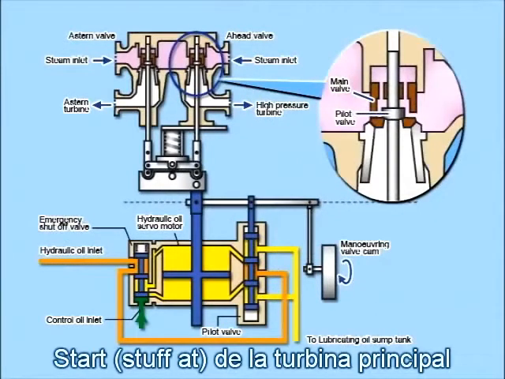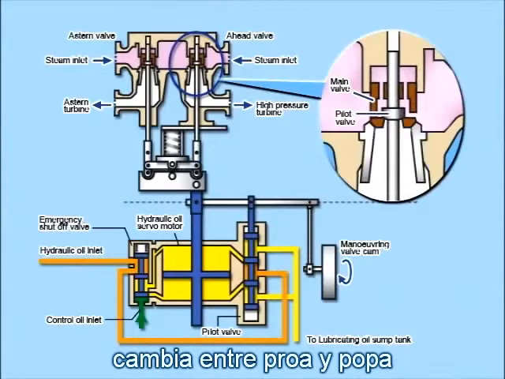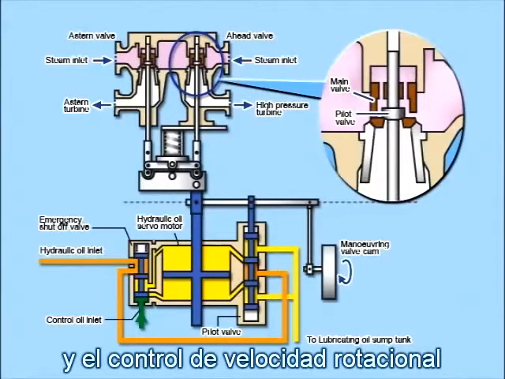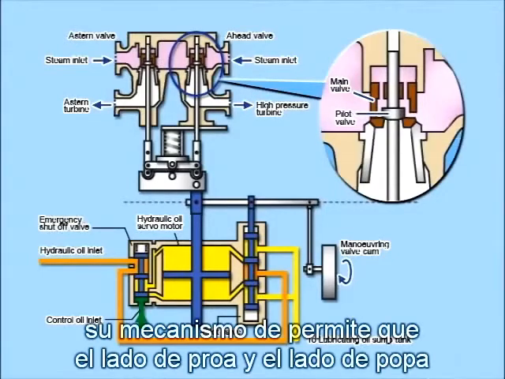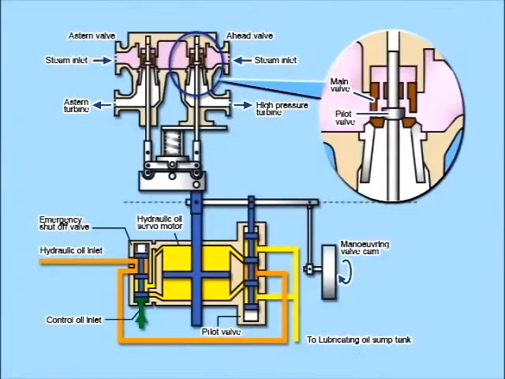Start-stop of the main engine turbine, changeover between ahead and astern, and rotation speed control are all performed by the maneuvering equipment. Its mechanism does not allow the ahead side and the astern side to open at the same time.